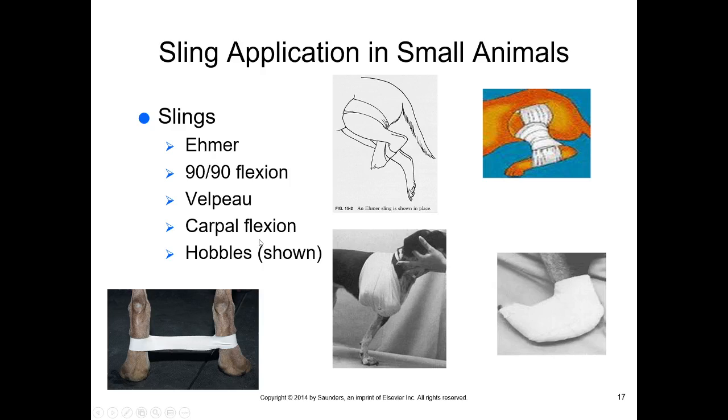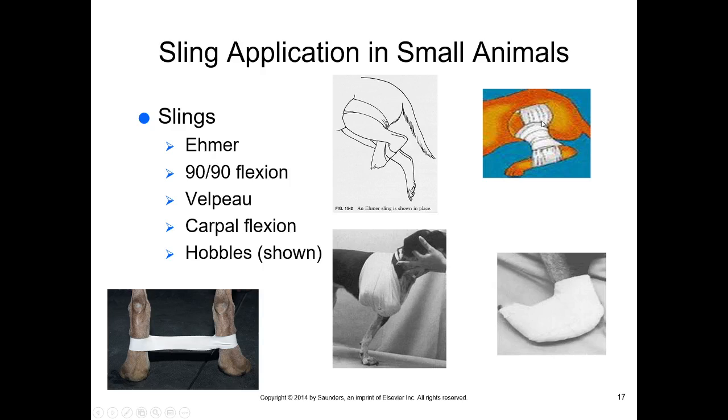Sometimes we have to use slings in small animals. I'm going to name these slings, and I'm going to expect that if I show you a picture of them, you'll know what they are. This first one is the Ehmer Sling. This goes around the upper leg and around the foot of the animal in a figure-8 pattern, and it keeps the animal from stepping down on this foot. So they can still move that hip, but they can't put any weight on it.